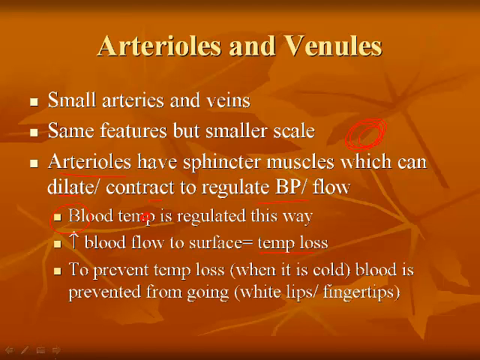And then to prevent temperature loss, blood is prevented from going to the, oh yeah, so also in this situation, have you ever seen where you get really cold or people with frostbite start to have really white tips? It's because they want to prevent temperature loss from your main vital organs, your core, and so it prevents blood from going to the tips, and that's why they can go white, because no blood's getting there.